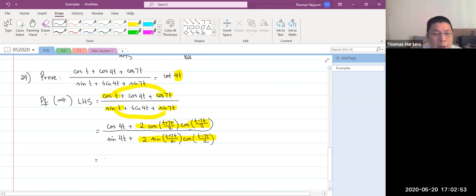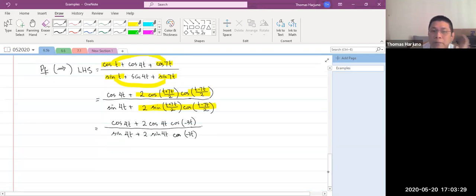Let me simplify. So I get cosine 4t plus 2 cosine 4t cosine negative 3t. Is it right? And then down here we have sine 4t plus 2 sine 4t cosine negative 3t. I hope you get that one. Now, what's the next step?